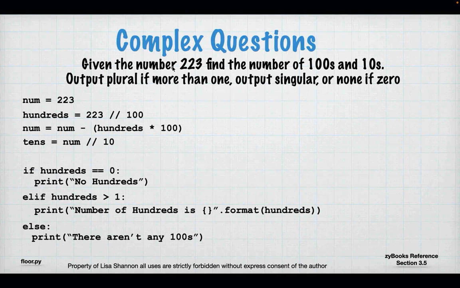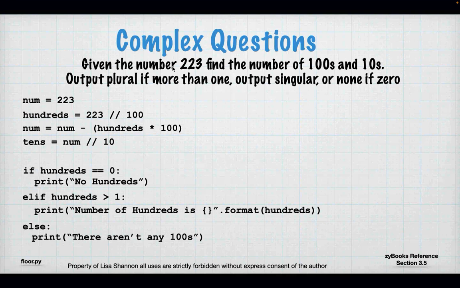So this is how you're structuring complex questions, because that's what's really going on here. So if I have some number, and I want to know the number of hundreds in it, and I want to know the number of tens in it, how do I do that? Well, first of all, you have to use the floor operator. This does not work if you do not use the floor operator. If you use the modulo operator in that lab, you are not going to get the right answers.